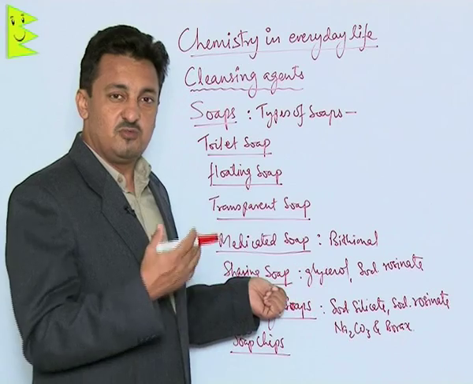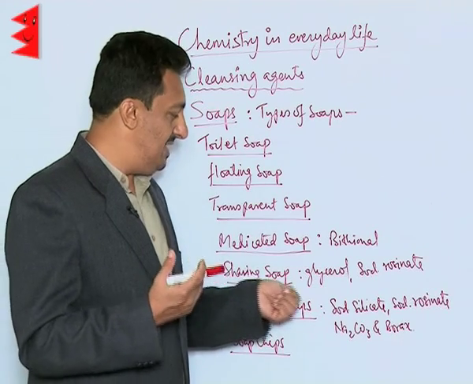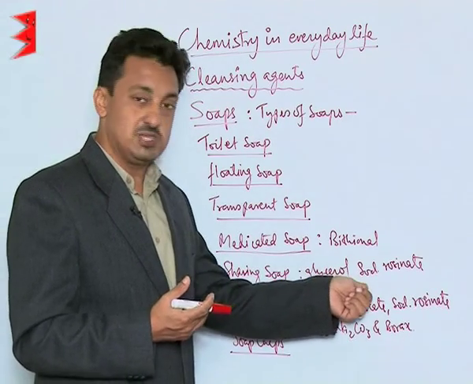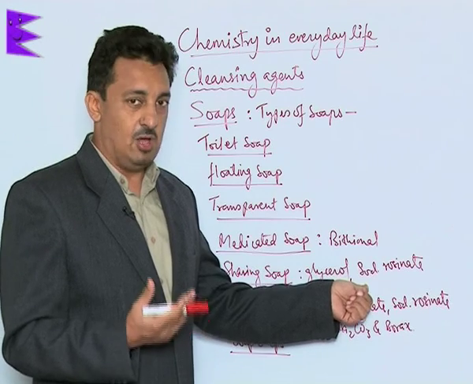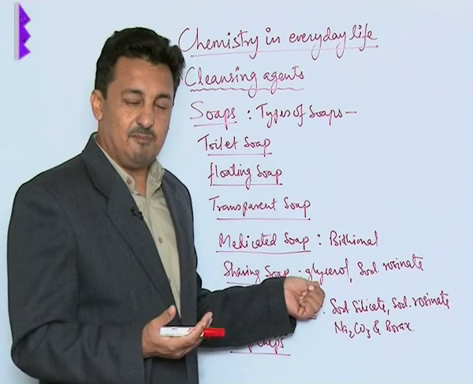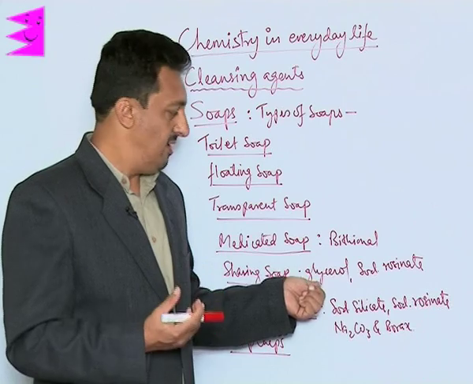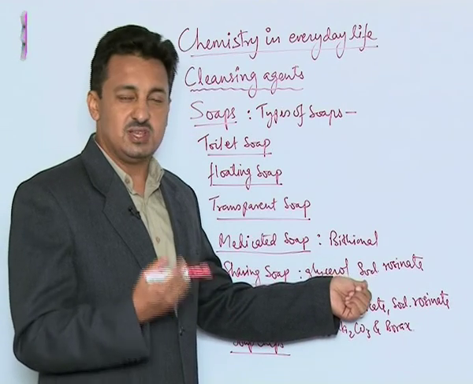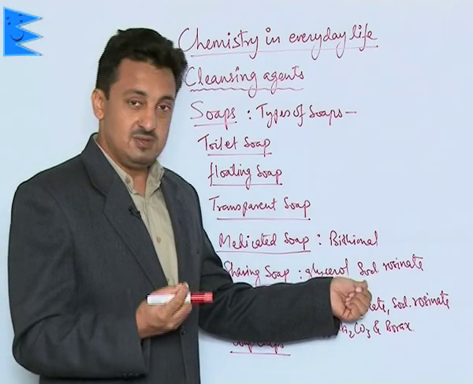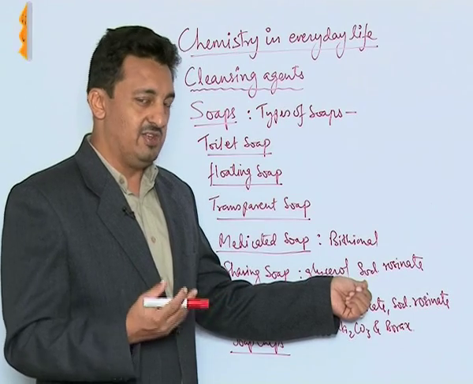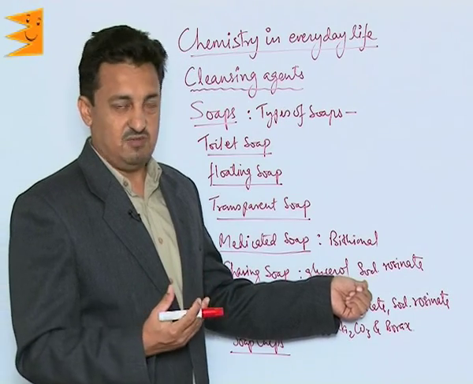Then we have shaving soaps. Shaving soaps are those which are used for shaving purposes. They mainly contain glycerol and sodium rosinate as the extra things along with the normal soap. The glycerol prevents the rapid drying of the lather, and sodium rosinate, whose salt is formed from rosin, a gum, gives rich lather to the shaving soaps.